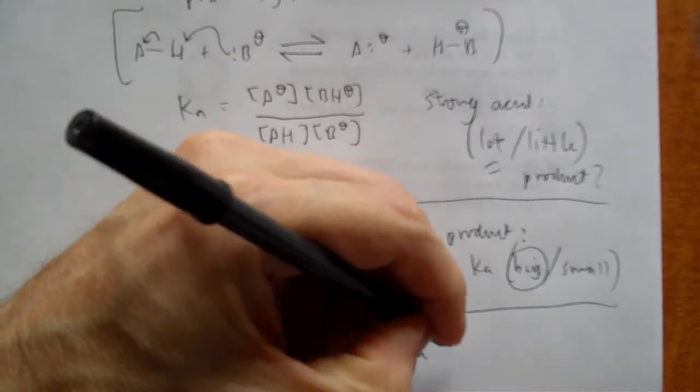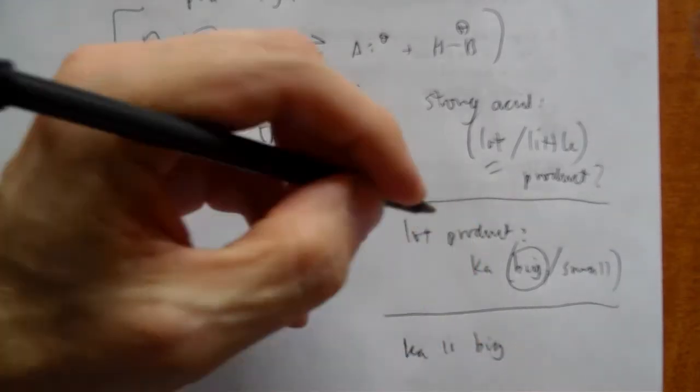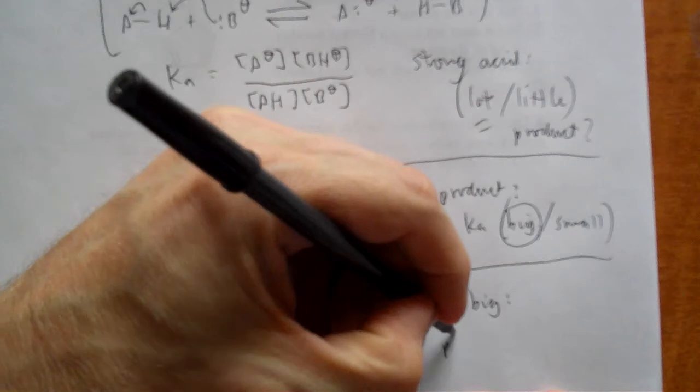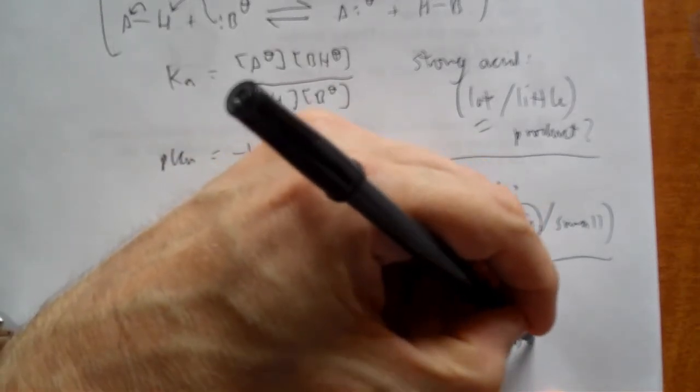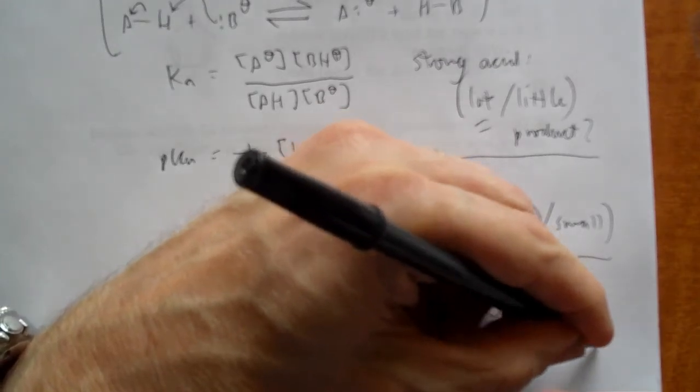Okay? Now the next question. If the Ka is big, is the pKa going to be big or small?